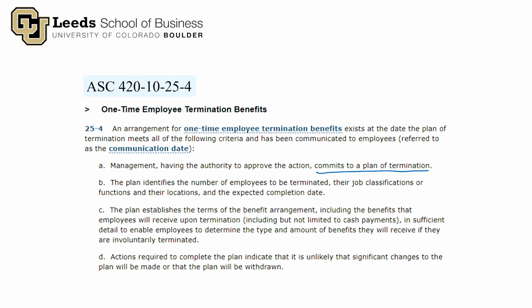If all of these conditions are met, we'll actually record a liability before we've incurred the costs. Liability before incurred, I-N-C-U-R-R-E-D, the costs.